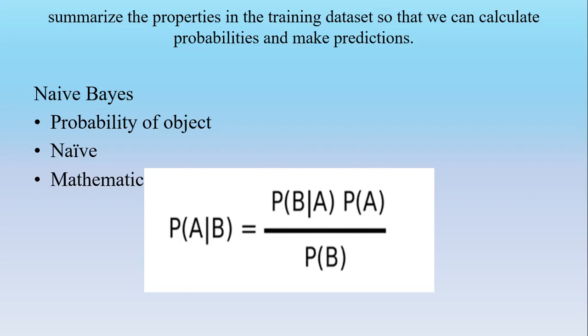For example, classification of objects can be done on the basis of attributes like shape, color and weight. The mathematical formula is given in front of you. Probability of A given B is equal to the probability of B given A multiplied by the probability of A, divided by the probability of B.